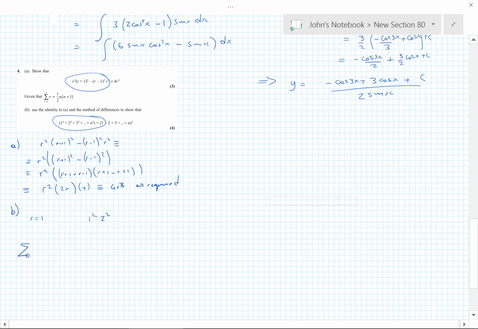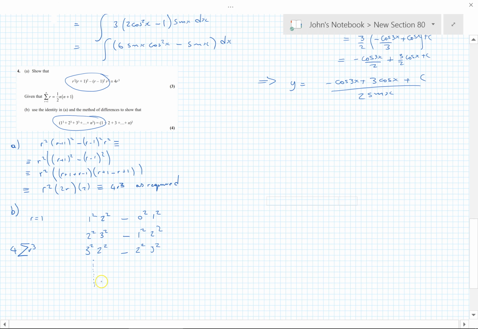So we've got, this is all 4 sigma r cubed we're working at here. Minus 0 squared times 1 squared. And then the next term is 2 squared times 3 squared minus 1 squared times 2 squared. It's not difficult to see what cancels here. 3 squared times 2 squared minus 2 squared times 3 squared. Dot, dot, dot, right to the end.